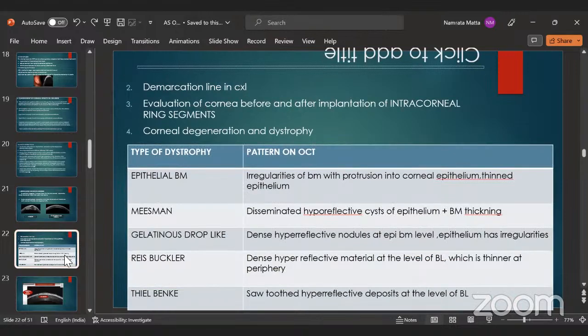We can see a demarcation line in cases of corneal collagen cross-linking. We can use it in evaluation of the cornea post and pre intracorneal ring implantations. It can be used variably in cases of degeneration and dystrophies. It is not diagnostic, but it is just an adjunctive tool for the following.